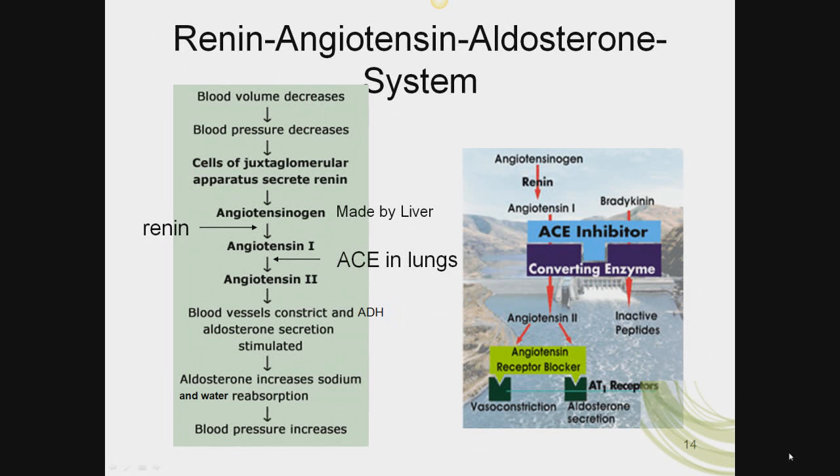Aldosterone will stimulate the principal cells of the late distal convoluted tubule to reabsorb more sodium and water, and secrete more potassium. ADH is also stimulated for release by the hypothalamus through the posterior pituitary, and ADH will target the collecting ducts and medullary ducts.